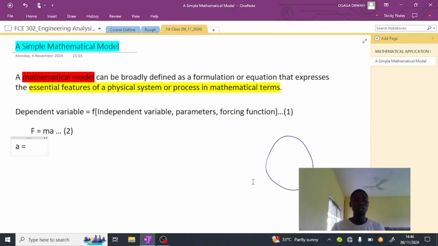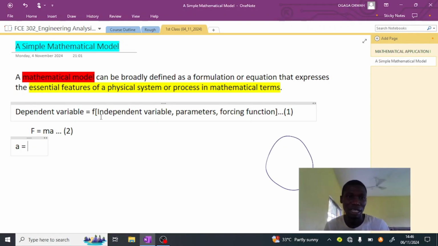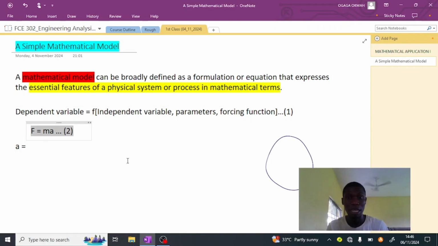So what we are doing now is trying to cast equation 2 in terms of equation 1. I hope you understand. The next thing we have is the independent variable. From equation 2, what is the independent variable? Now, let us define the independent variable first.